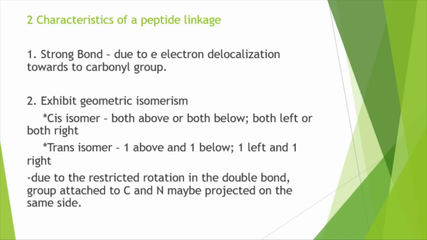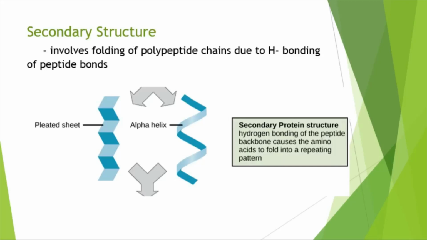Next. Now let's go to your secondary structures. It involves folding of polypeptide chains due to hydrogen bonding of peptide bonds. A while ago, in the primary structure, your amino acids were bonded through peptide linkages. But with this, due to the hydrogen bonding, there is already a folding that happens. So it sometimes forms a pleated sheet or an alpha helix. In your secondary protein structure, hydrogen bonding of the peptide backbone causes the amino acids to fold into a repeating pattern.